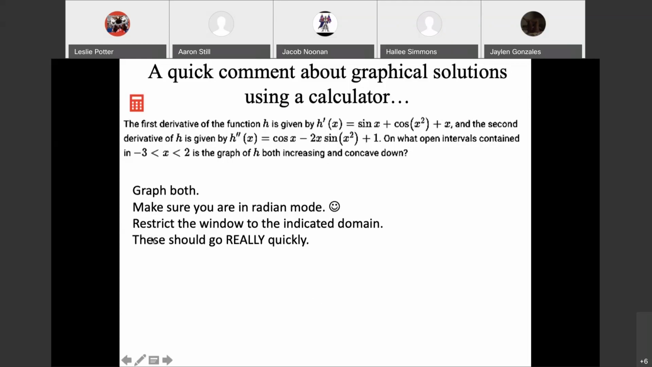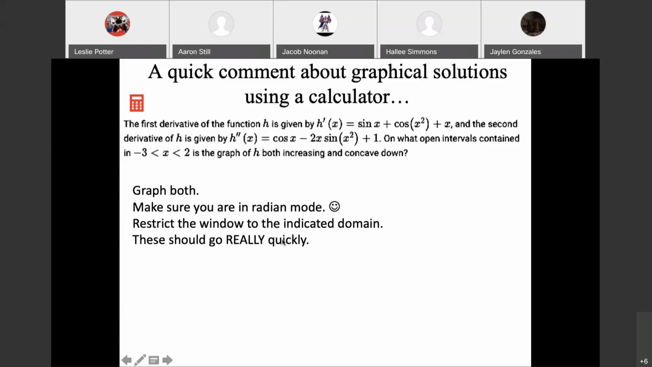Okay, and we want to be savvy, because trig oscillates, so that's a lot to look at. To focus yourself, restrict the window to the indicated domain. So when you go into your window, your X-min and your X-max should be those two values. Chances are your Y-min and your Y-max are probably minus and plus 10, that standard window range. And these questions should go relatively quickly.